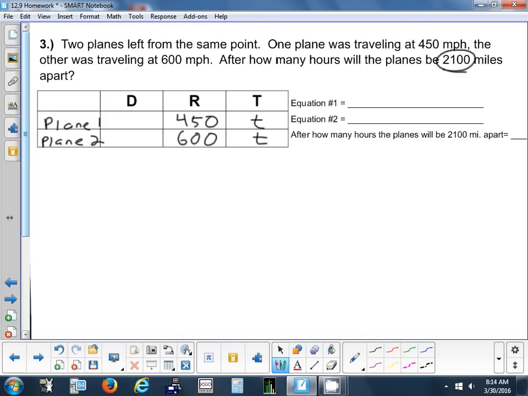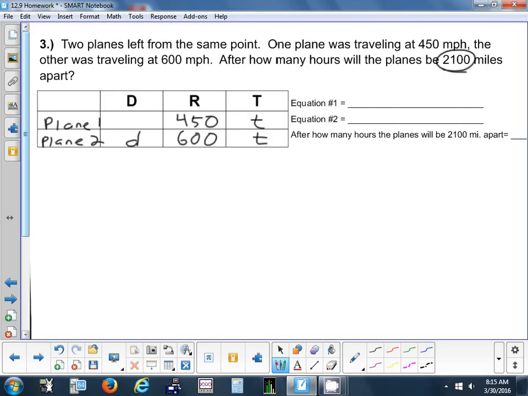All right? What letter do we usually use for distance? D. Okay, so we've got to let one of these planes be D. Which plane do you think is going to travel farther? Plane 1 or plane 2? Plane 2. Yeah, because it's going faster. So let's just say the distance plane 2 travels is D. We don't know how far, but we know it's going to travel D.